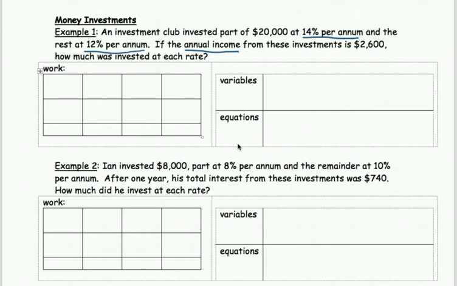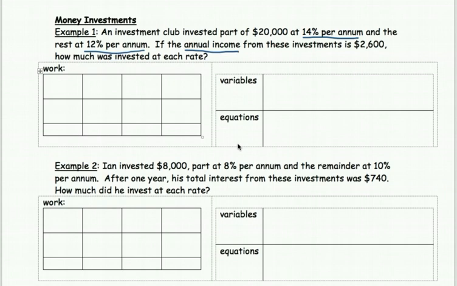Okay, example 1. Now that you have somewhat of an idea of what an investment is, you shouldn't be tripped up by any of these words being thrown at you. We have an investment club, maybe at the school, maybe at a company. They are going to invest $20,000 at 14% per annum, and the rest at 12% per annum. So there's a couple different little accounts it's going into. And the annual income from these investments is $2,600, so for leaving the money in these accounts for a year, they are giving you $2,600 altogether. It's a nice deal.